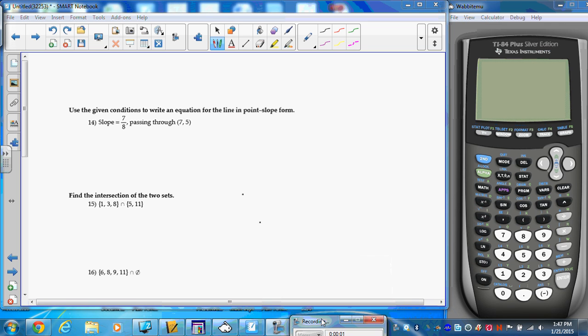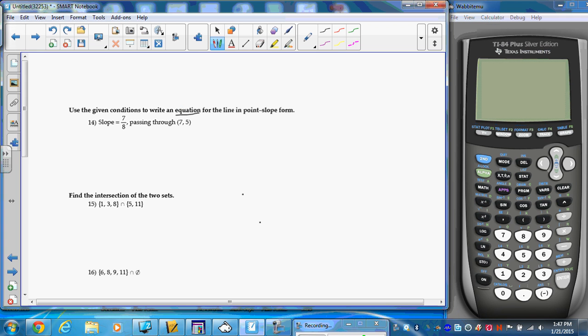Okay, continuing with part 3 at this point. Question number 14. And we're going to write an equation for the line. So we're going to use point slope form. So y minus 5 equals 7/8 times x minus 7. And it says in point slope form. So at this point we're done.